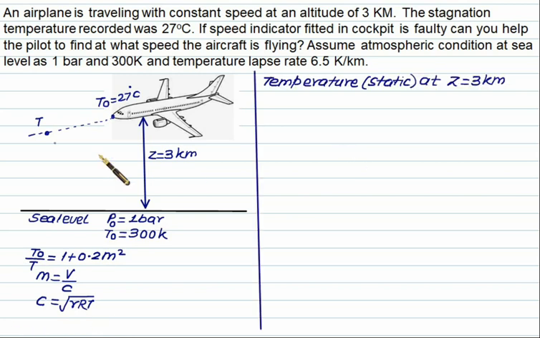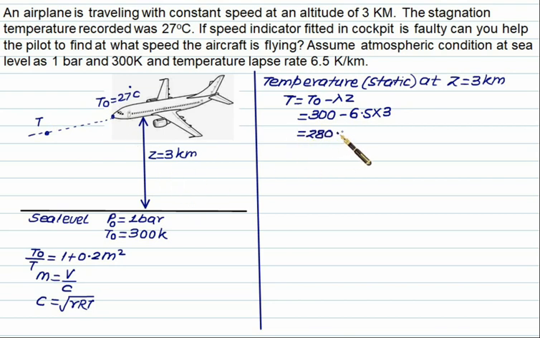So this static temperature at altitude equal to 3 km, we can calculate using the relation T equal to T0 minus lambda Z, where T0 is the temperature at the sea level, which is equal to 300. Lambda is the standard temperature lapse rate, which is taken as 6.5, and we have altitude Z equal to 3. So we know the static temperature at the altitude equal to 3 km is 280.5.